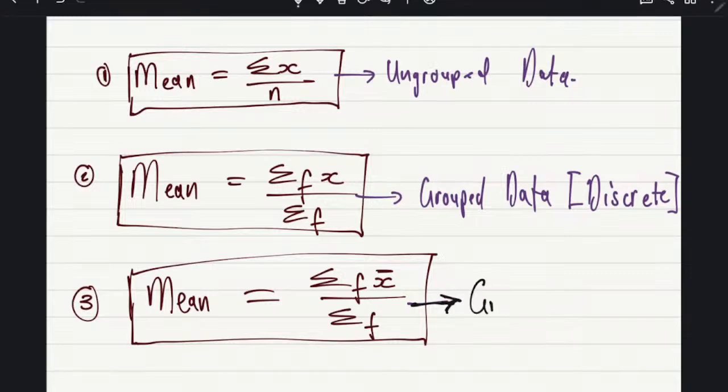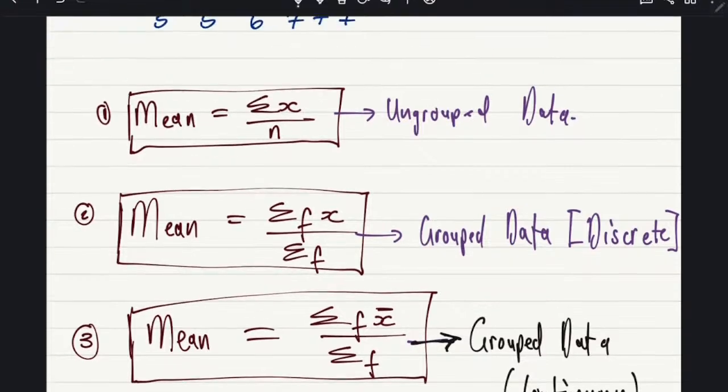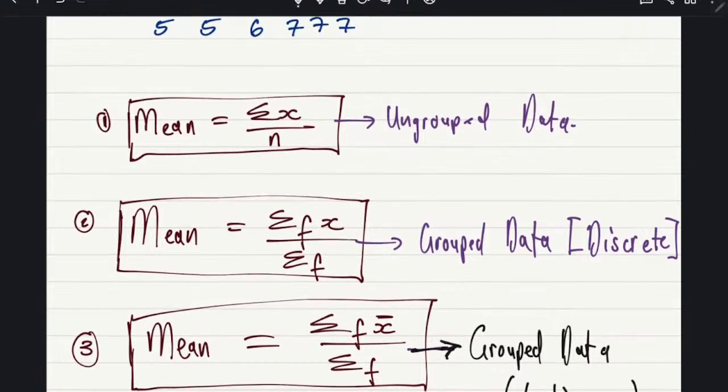This is for grouped data, and it will be continuous. This is the most popular one, which comes a lot of times. But still, I've seen papers where this one comes, and I've seen papers where this one comes. So let me explain. Quick, fast.